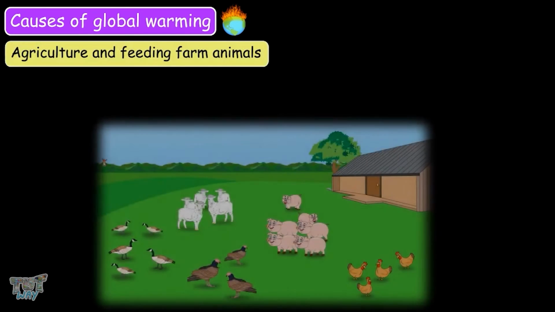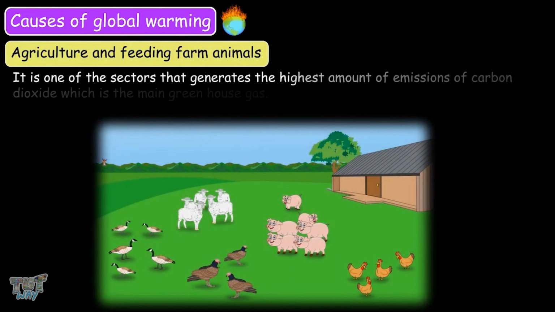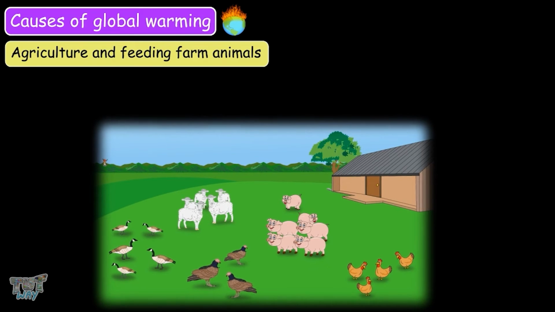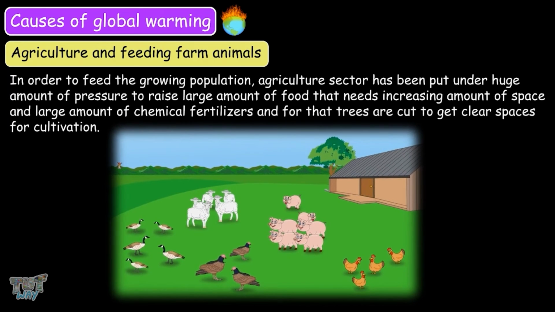Agriculture and feeding farm animals is also one of the sectors that generates the highest amount of emissions of carbon dioxide, which is a main greenhouse gas. In order to feed the growing population, the agriculture sector has been put under a huge amount of pressure to raise large amounts of food that needs an increasing amount of space and a large amount of chemical fertilizers, and for that, trees are cut down to clear spaces for cultivation.